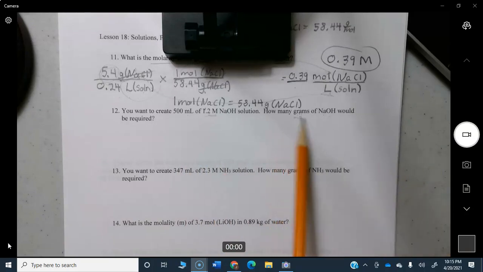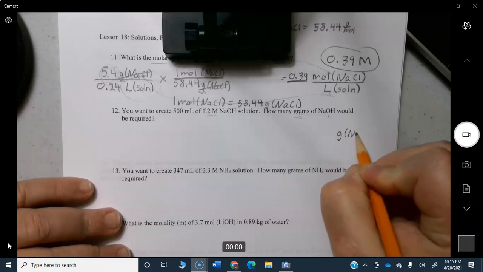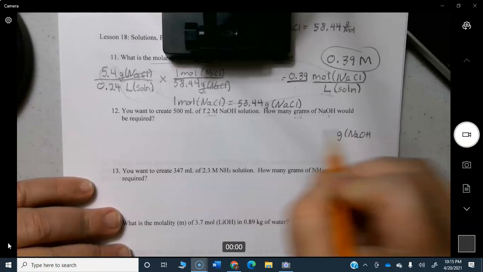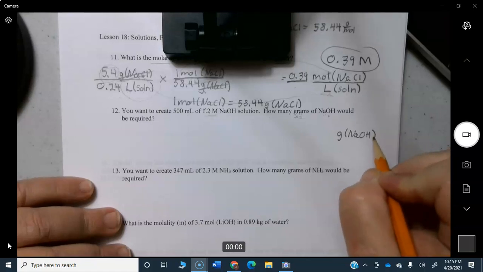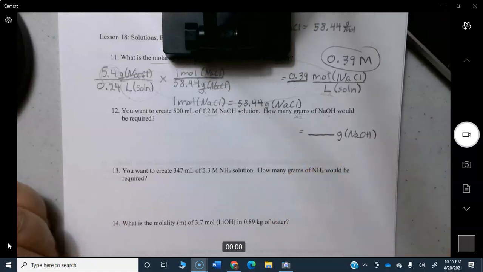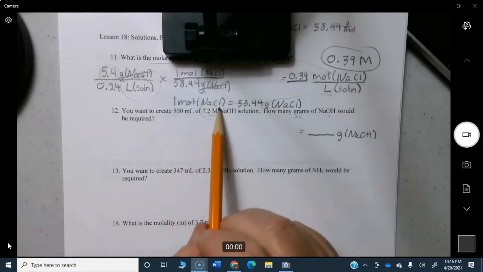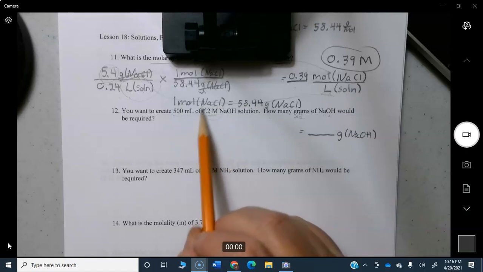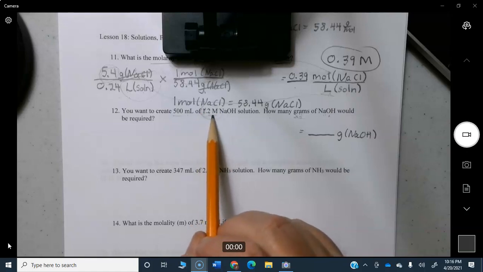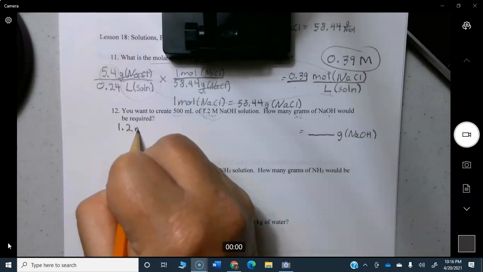So what we're trying to find is grams of NaOH. So way over here, I've got grams of NaOH. That's what you're trying to find. That's what the question, how many grams of NaOH, tells you you're trying to find. Okay. Again, we're starting off with a volume and a molarity. So the molarity is really our main number here that we're working with. So we're going to come over here and write that as 1.2 moles of solute.